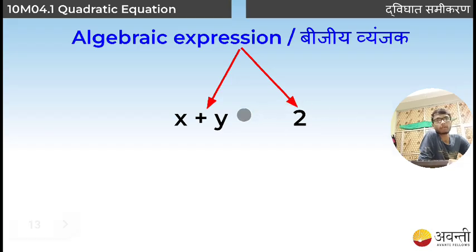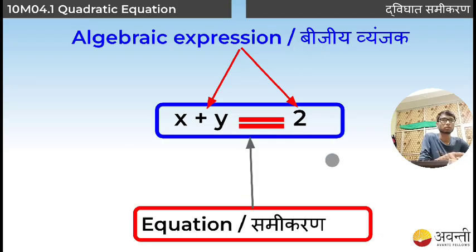Here try to understand, we have an algebraic expression. Algebraic expression means without an equal sign. Here you can say x plus y, then here 2. If we apply an equal sign between them, then it will become an algebraic equation. Here this equal sign came. Right now this whole is an algebraic equation. When the equal sign comes into the picture, this whole becomes an equation. It is considered an equation.